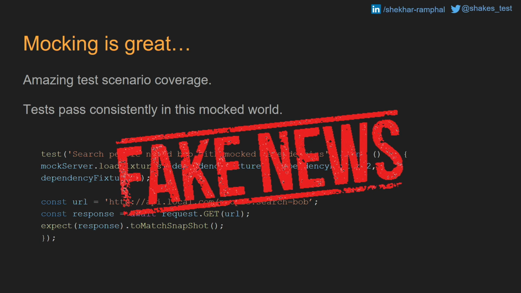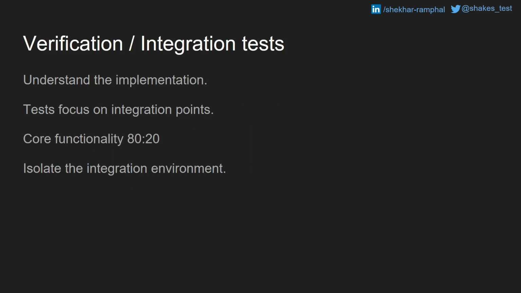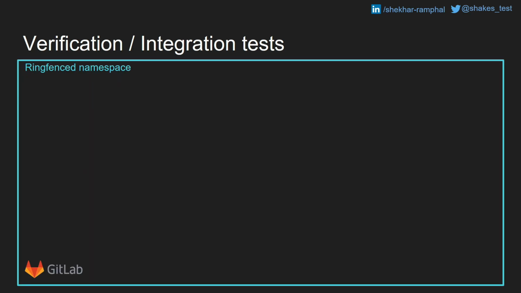Yeah, so it's all fake news though, right? You can't sign off on this just with mocked out tests and let it go to production. So we do the next level of testing, which is integration testing, where we actually want to talk to real services. Here we test mainly the integration points. We test the 80-20 functionality, meaning the most critical functionality. And here we also isolate the ring fence environment.